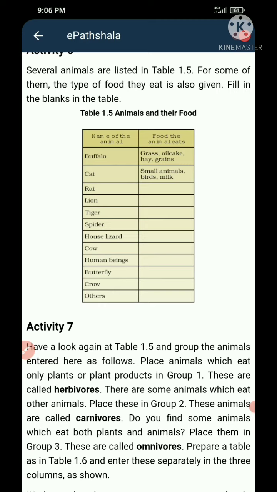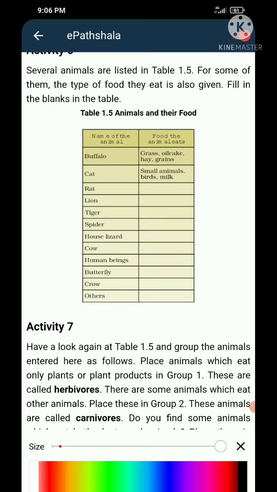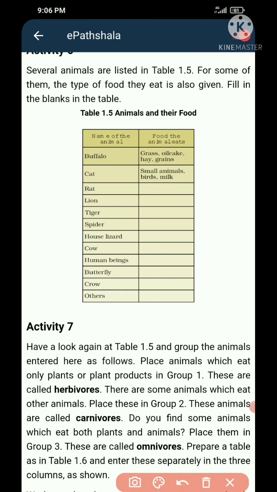So the name of the animal is given, and the food that animal eats. First is buffalo, which eats grass, oil cake, hay, grains. So buffalo is herbivorous. Cat eats small animals, birds and milk. So it eats both, so it is omnivorous. Rat only eats plants and seeds, so it is herbivorous.